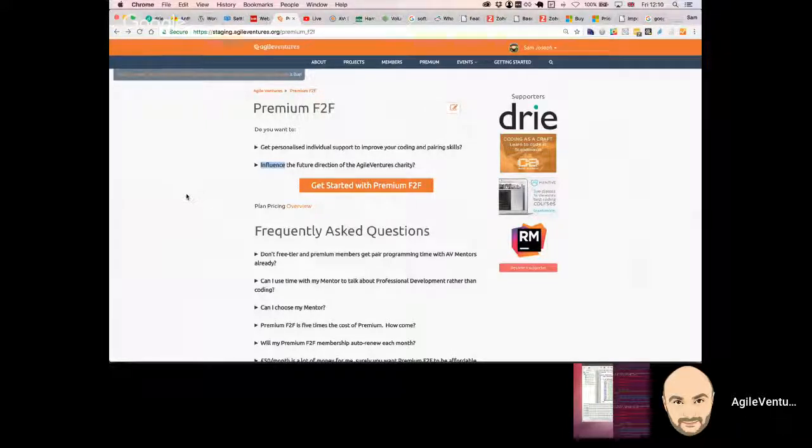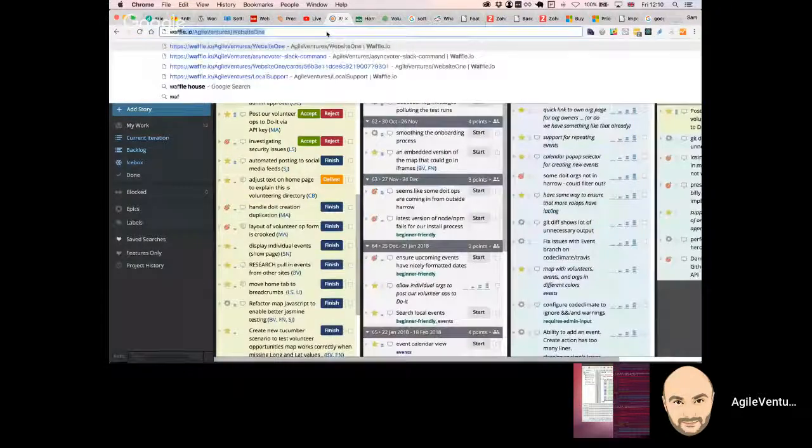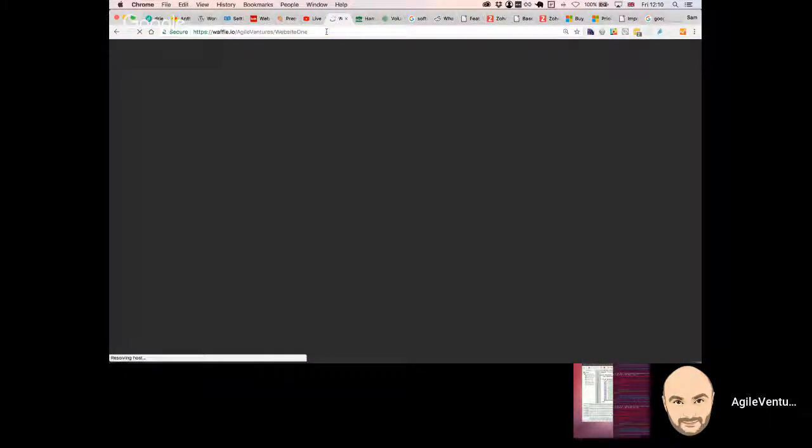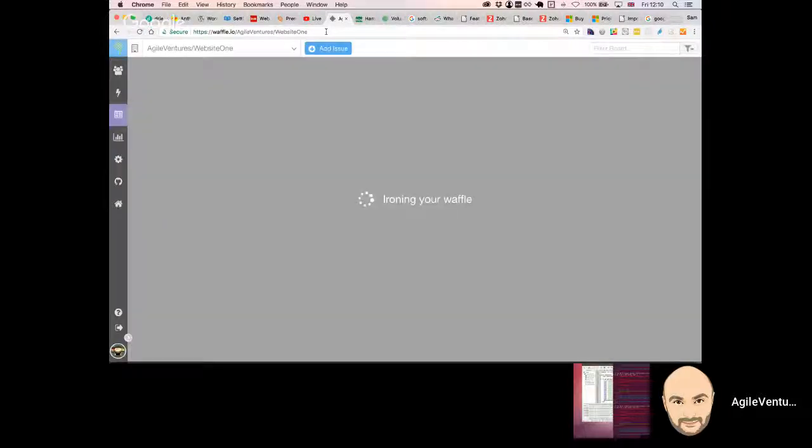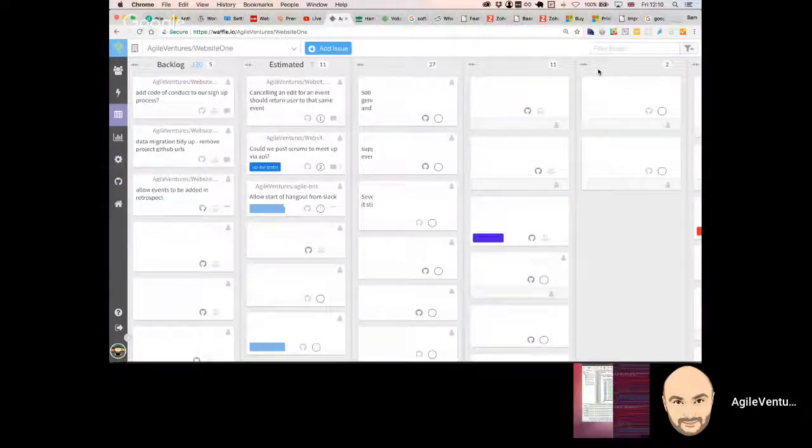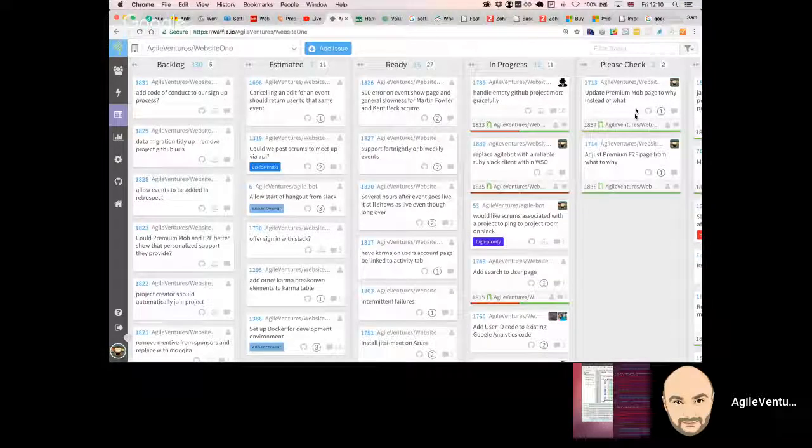We've also got the website one planning meeting coming up later today, where I'm feeling very pleased with having gradually moved our waffle board into a state where the things that I was responsible for in the ready column are gradually getting moved into the please check column. So that is pleasing. Okay, that's our Scrum.